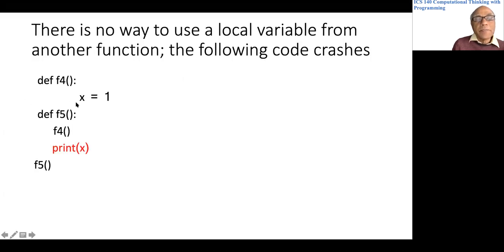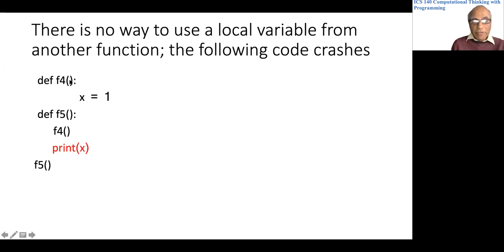It has one statement, x equals 1. So x is a variable that is created by this function, F4. It is called a local variable because only F4 knows about x. Consider this function F5. It calls F4, but there is absolutely no way for F5 to access this variable x.